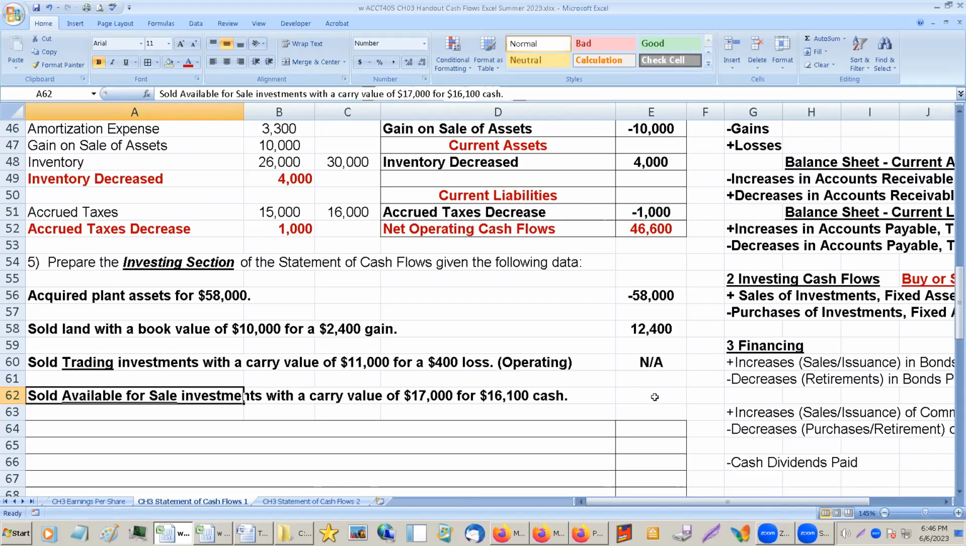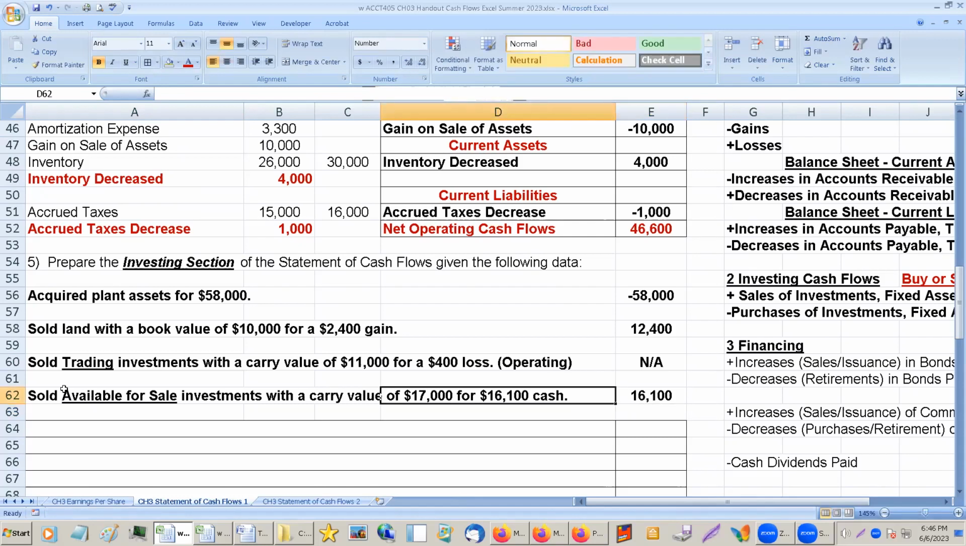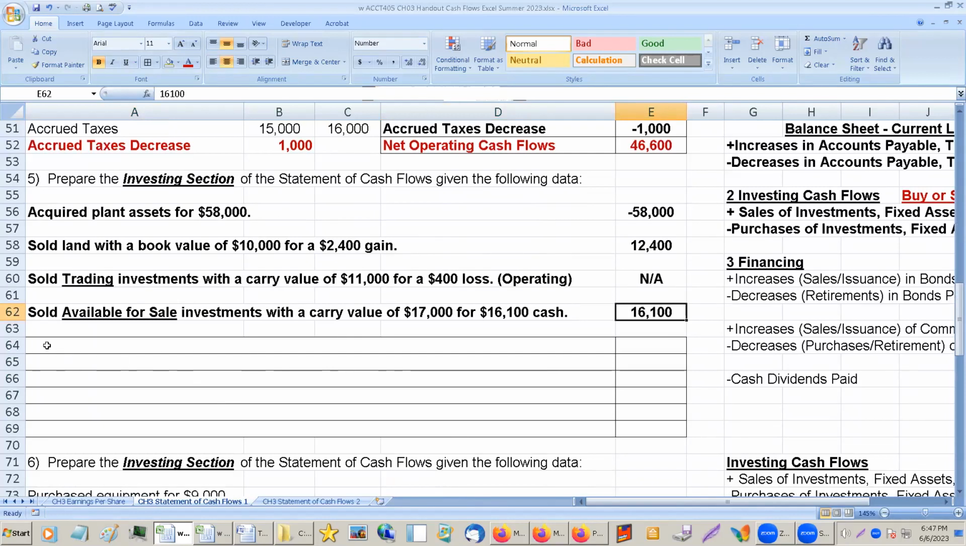It's so easy, no one wants to say it, but yeah, 16,100. If we got 16,100 cash, that's how much cash we get. Now, it's true that we had a loss here, but that really doesn't matter. You can take 17,000 minus 900 loss, and you get the same number.